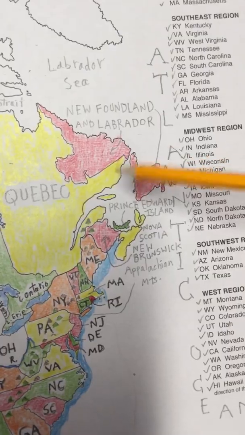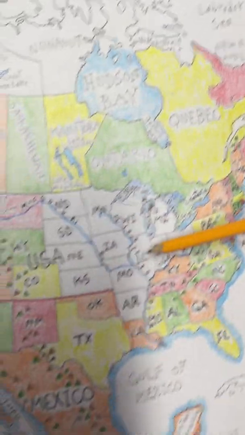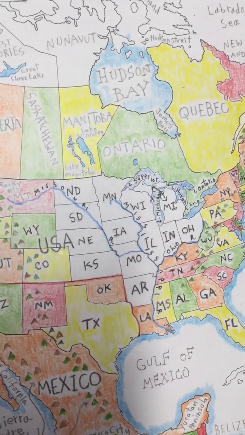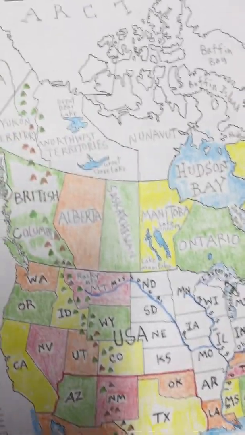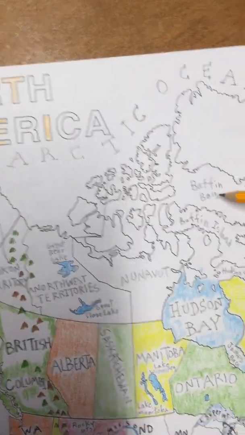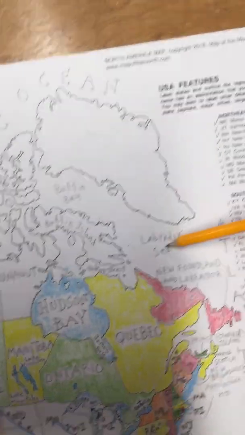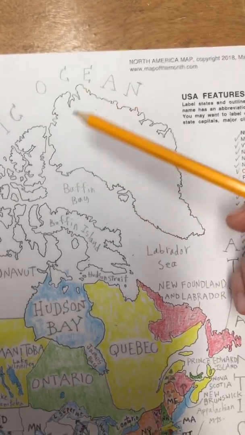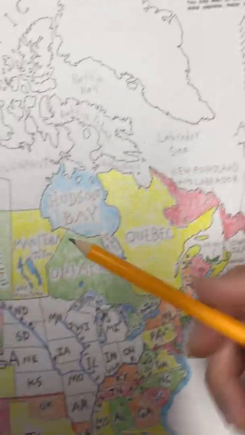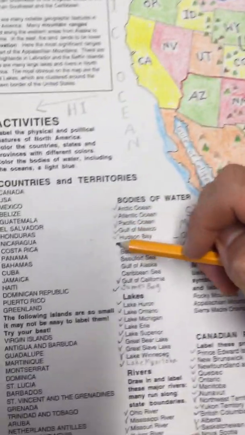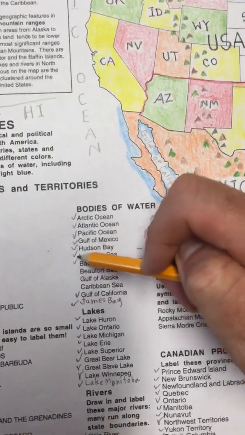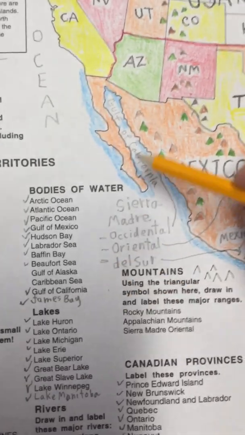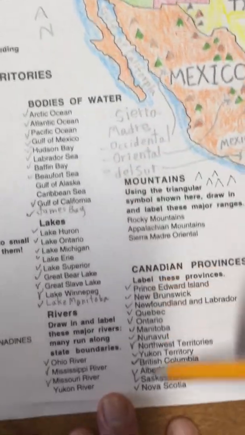So now I also have a few more states to color in the United States. I haven't got to those yet. The Midwest region, I'll be doing that little by little too. But we did label some bodies of water too, Baffin Bay and Labrador Sea. So we're really pretty well set with Canada. Let's go check these little things off. We've got Labrador Sea, Baffin Bay, Beaufort Sea, and we've already done all the provinces.